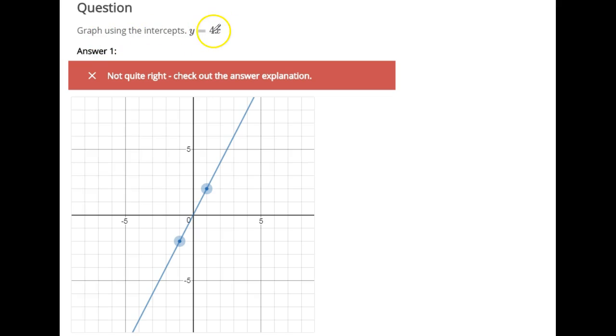Do another similar one here. Let's start by finding the y-intercept. That means x is 0. We're going to see where it crosses the y-axis. So we plug a 0 in here for x, and we would have y = 4 times 0, which is 0. So our y-intercept is 0, 0.